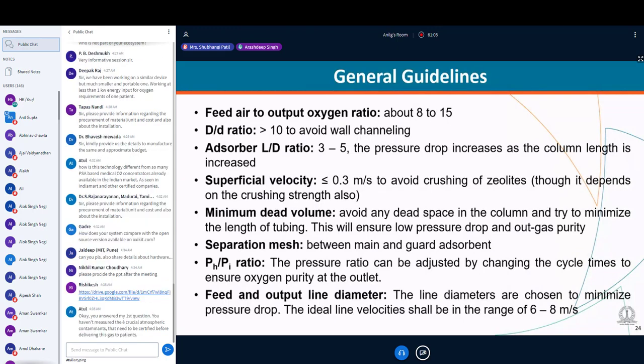Talking about the superficial velocity, as pointed out, there is some crush resistance of the adsorbent. So if I send a lot of gas to the column, my adsorbents can crush. There is a thumb rule that your superficial velocities should be less than or equal to 0.3 meter per second, and your adsorbents will be intact in this case.